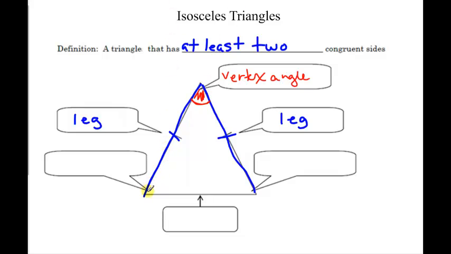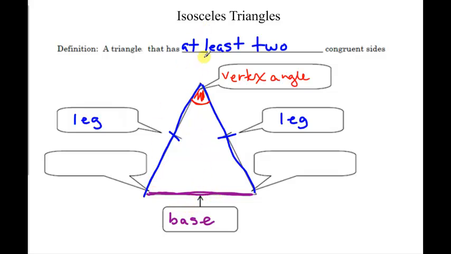What about those other angles? Well, before we do those, let's talk about this third side. This third side right here, we refer to that side as the base of the triangle. Now, I should clarify, just because it's at the bottom of the triangle doesn't mean anything. We could flip this thing around, turn it upside down, and the base would still be this third side. It's the side that's not congruent.